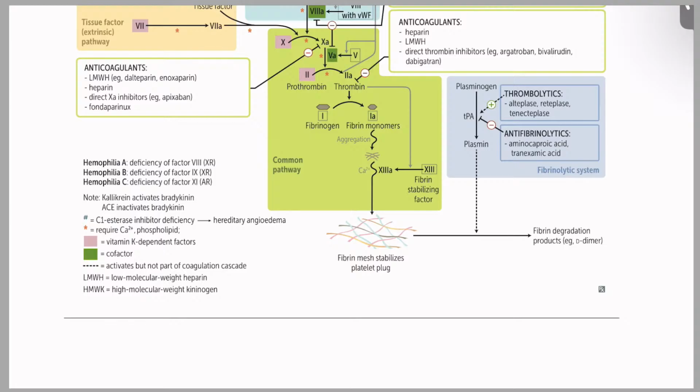Next, vitamin K dependent factors and cofactors, that is purple and green. Purple activates but is not part of the coagulation cascade. Low molecular weight heparin. High molecular weight heparin. High molecular weight kininogen.